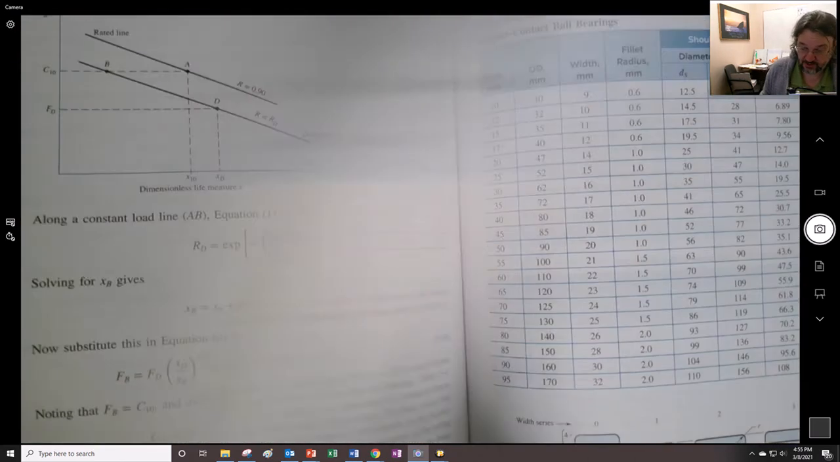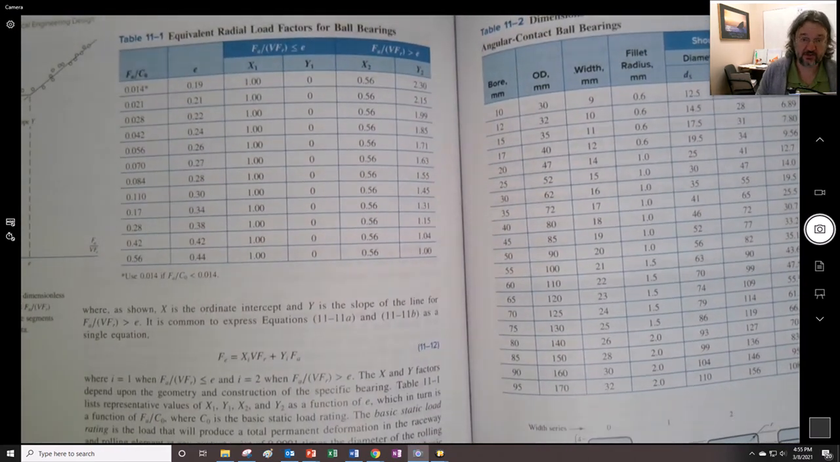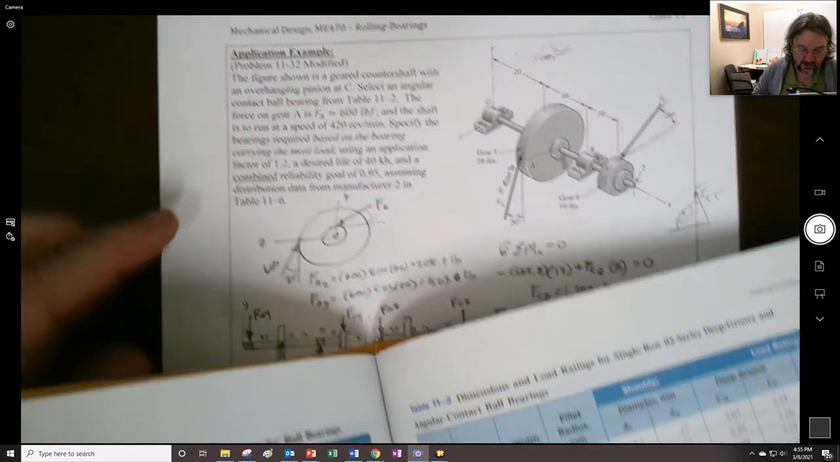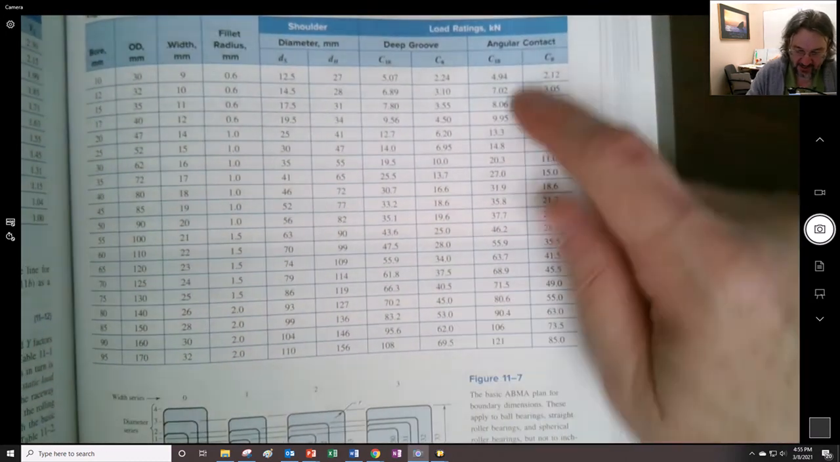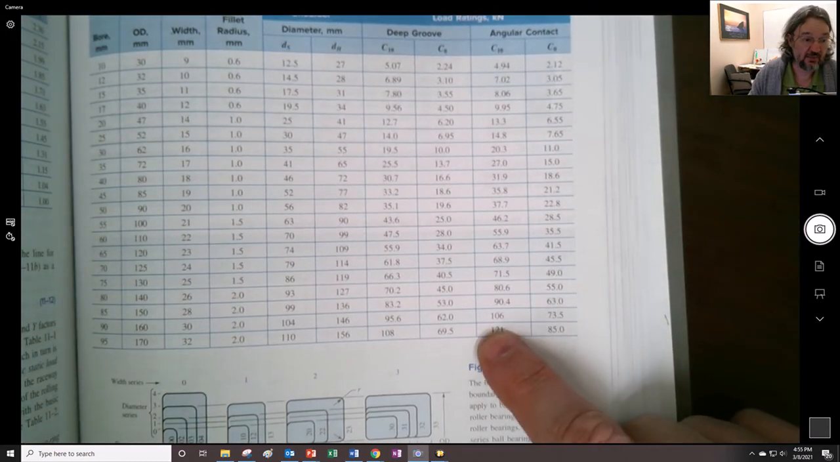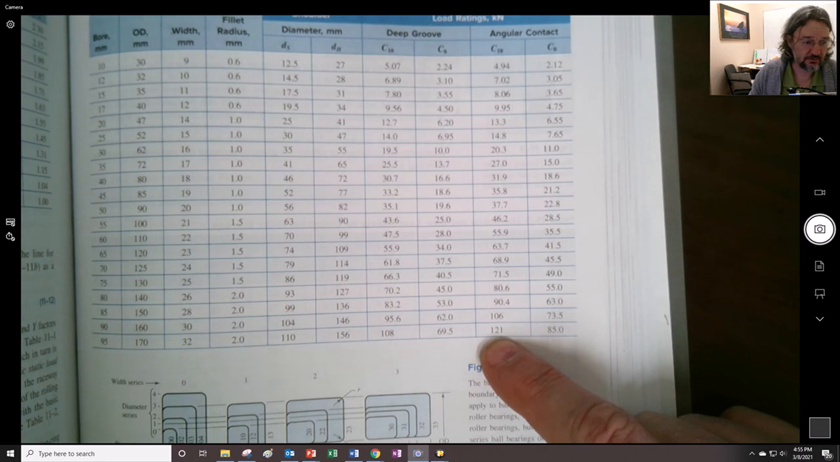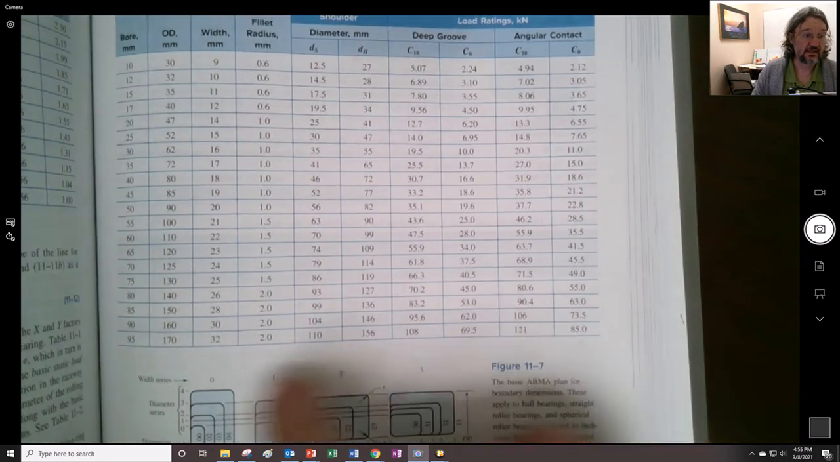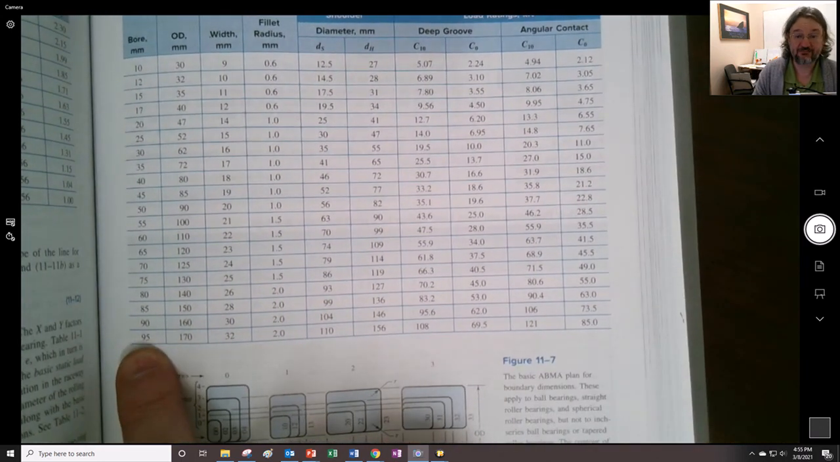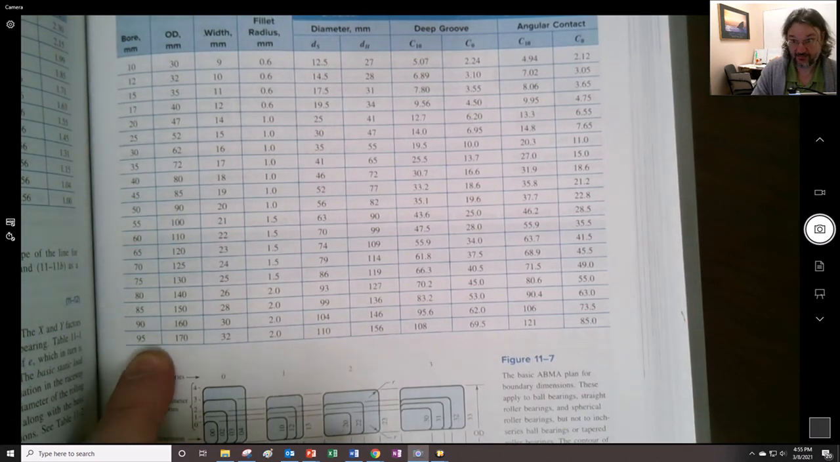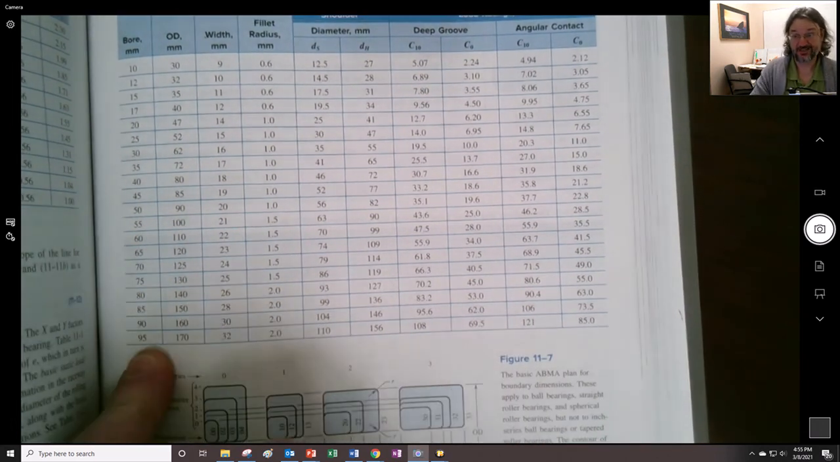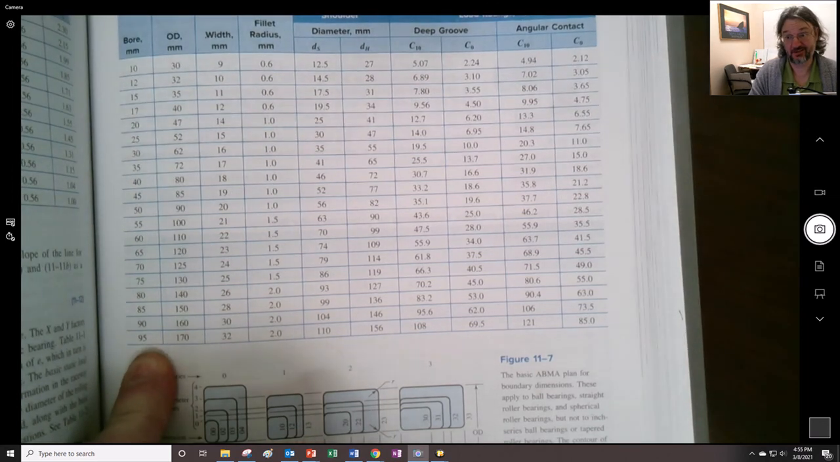So we come into this 11.2 here, and what do they say? They said to have an angular contact bearing, right? But if you see the angular contact bearing, whoopee, all the way down here, has a bore of 95. In order to get it that large, we get 95 millimeters. That's a big bearing right there.